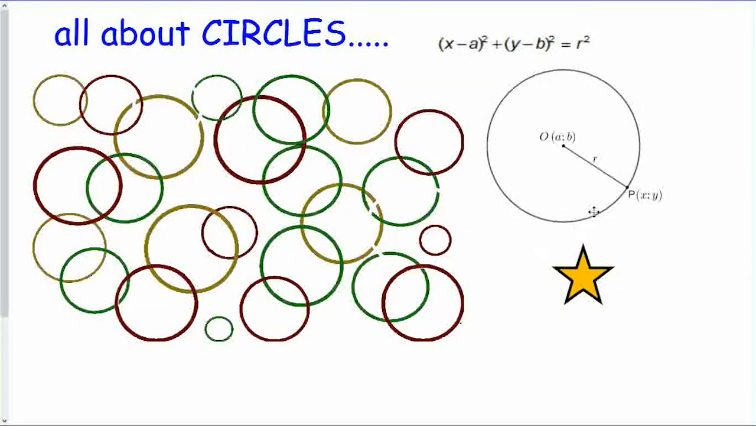Okay, let's take a look at circles, a really, really important concept. So we get given this formula over here. It's important to understand where this formula comes from. It's just the distance formula, because the way a circle is defined is a set of points that are always r units away from this point (a, b), the center.